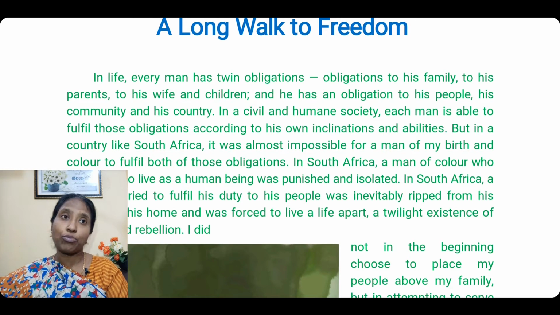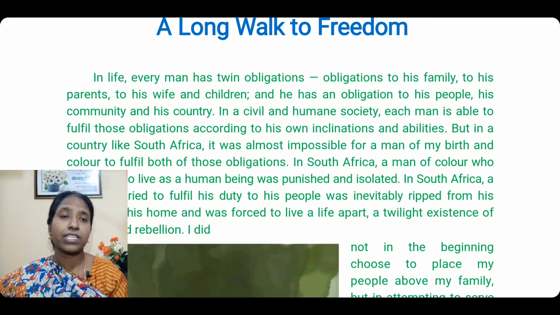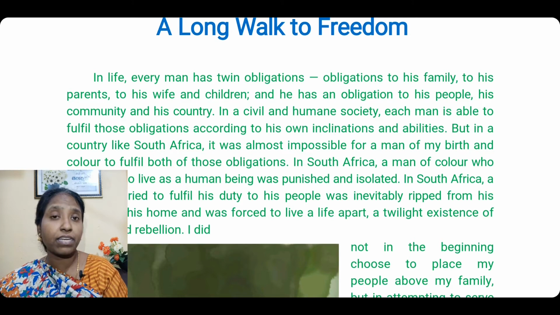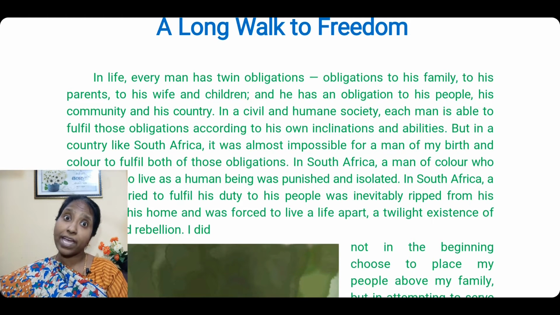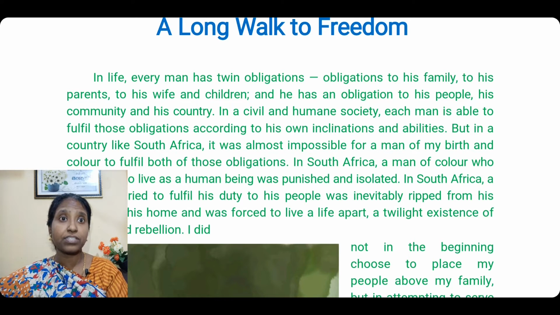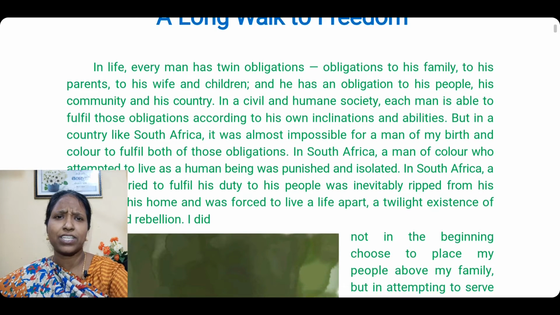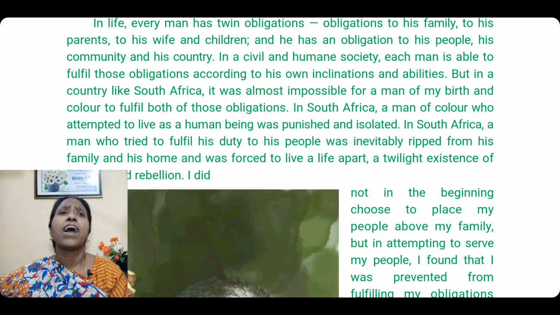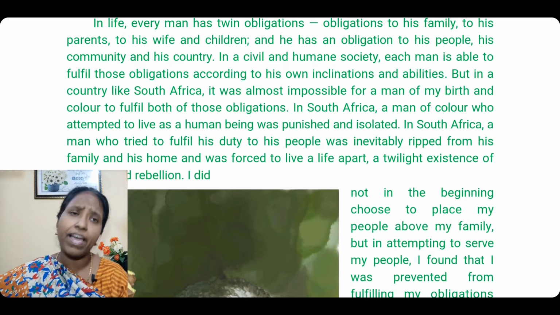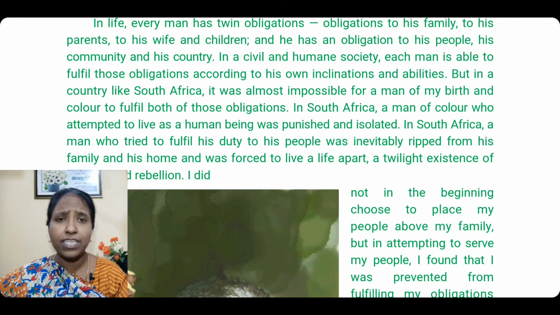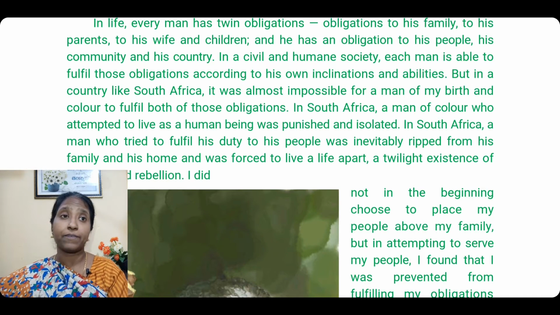In a civil and humane society, humane in the sense of being full of human nature, wherein you see generosity, mercy and all the same, where a human is considered as a human being on a humanitarian basis, each man is able to fulfill these obligations according to his own inclinations and abilities. Inclination means how much he is interested, that much he will do for the country, that much for the family. And abilities, how much income he has, according to that he will plan.